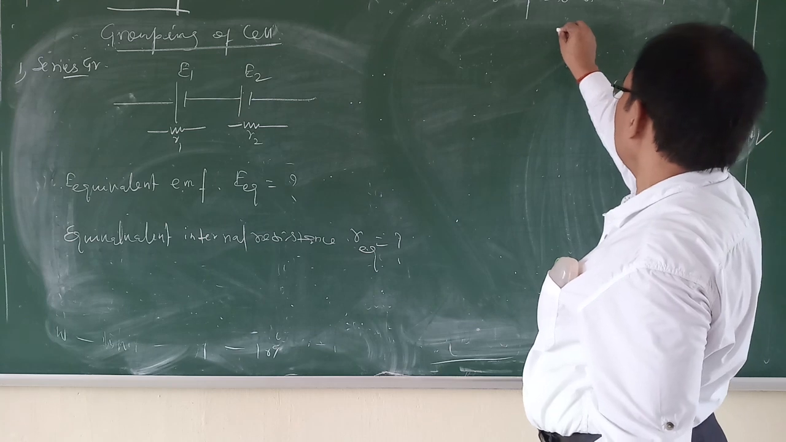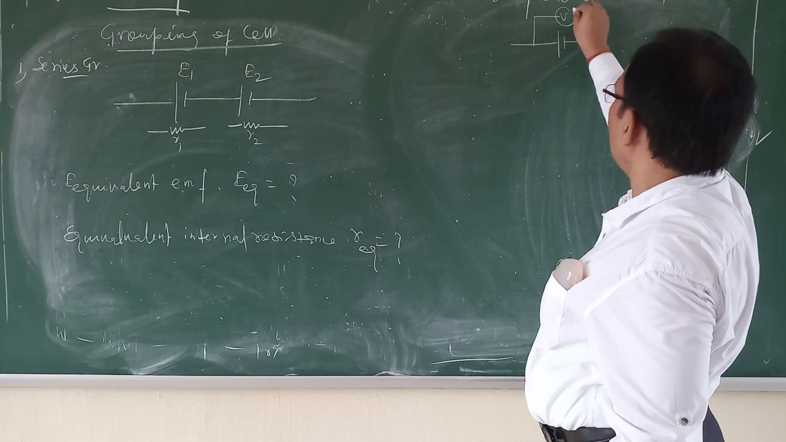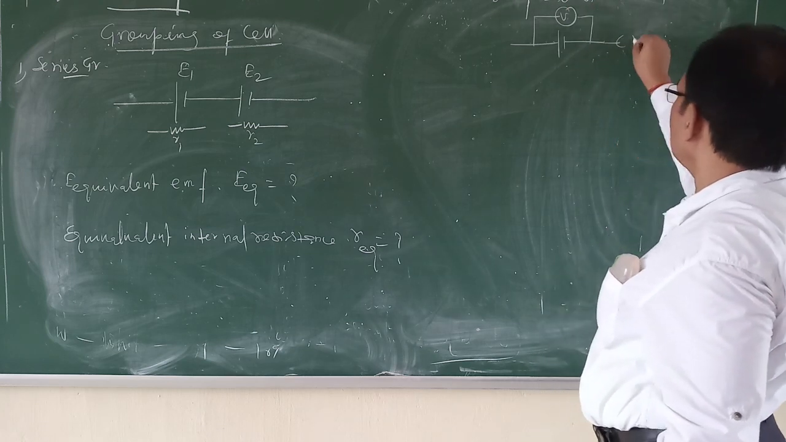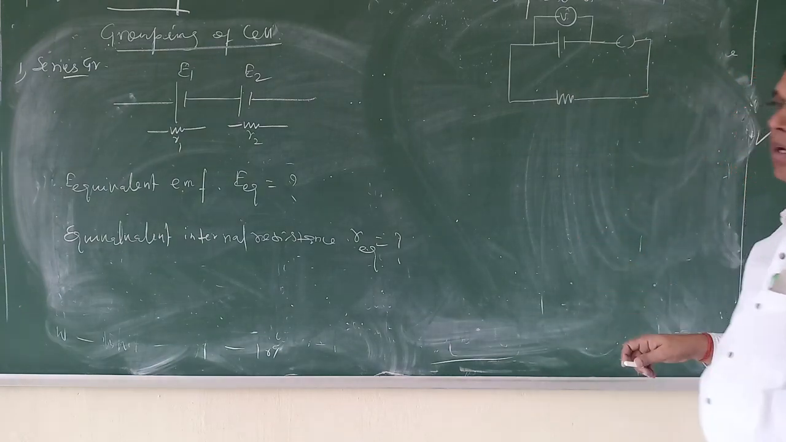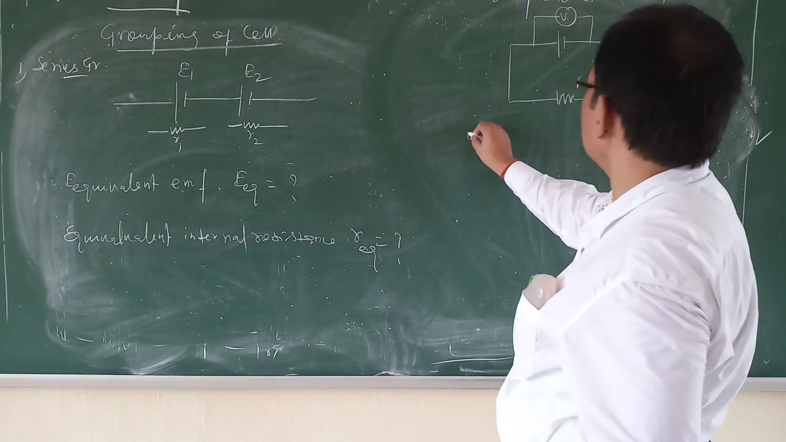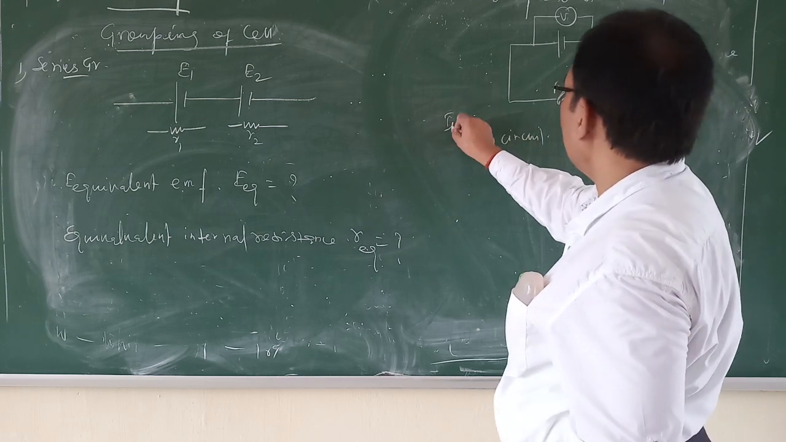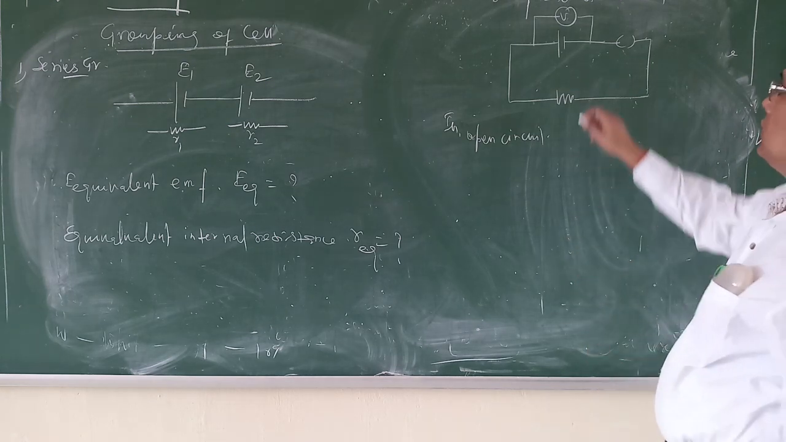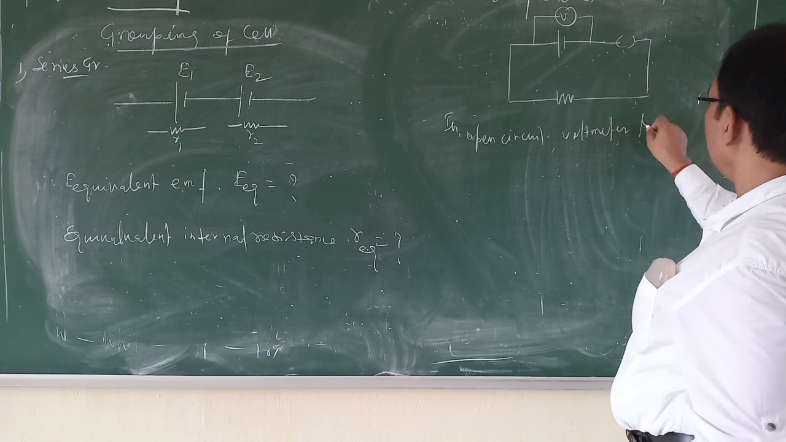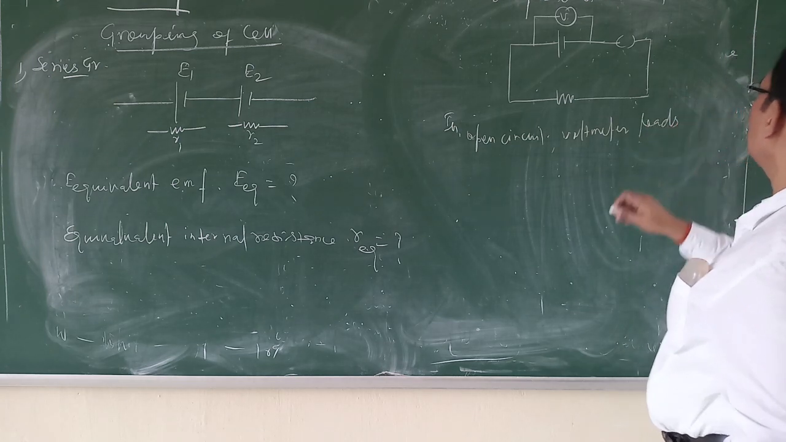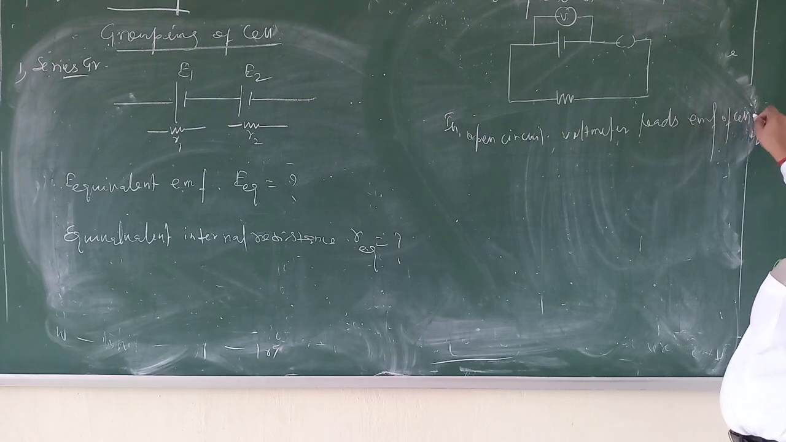Suppose here I am giving one diagram. This is a cell and it is connected to a voltmeter, and this is the open circuit, and it is connected to an external resistance R. In the open circuit, the voltmeter reads the EMF of the cell.